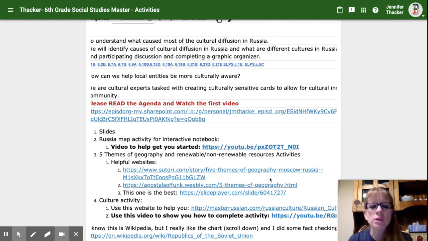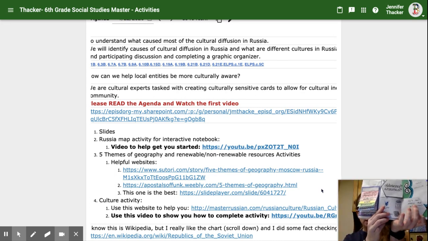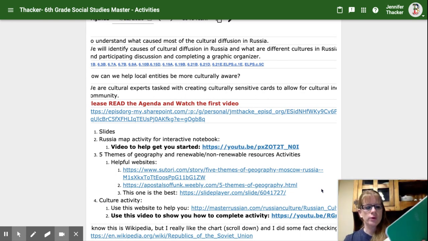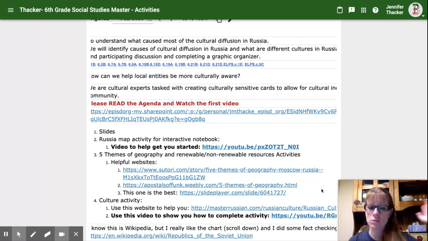The renewable, non-renewable resources, you can very quickly Google those. And so what I did was I drew, you can't see that, I drew pictures and then I explained what renewable, non-renewable resources are. You can use mine as a guide, but it's not completed. So don't just do what I did and submit your work, okay?